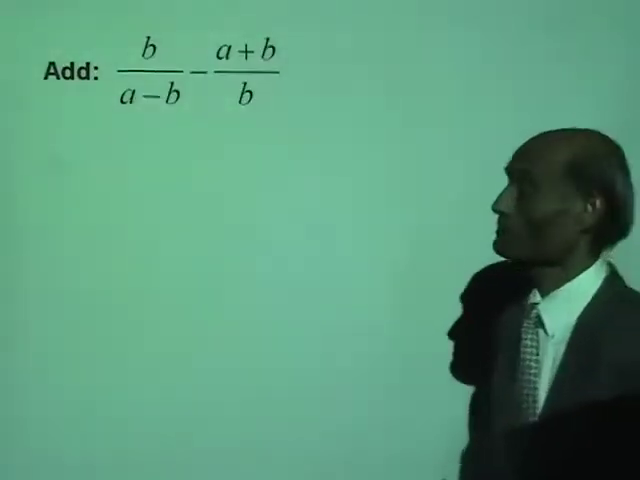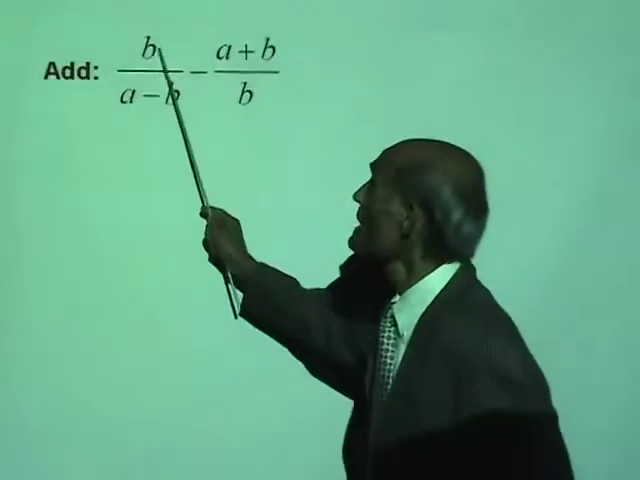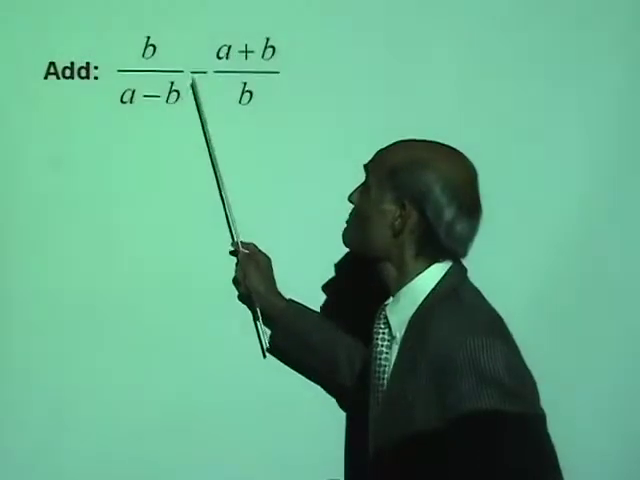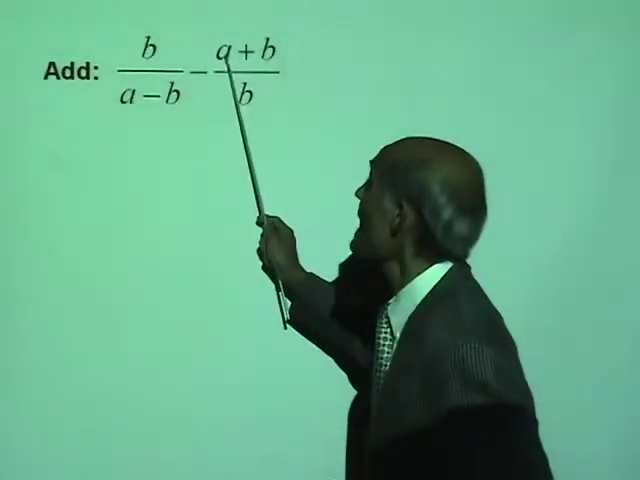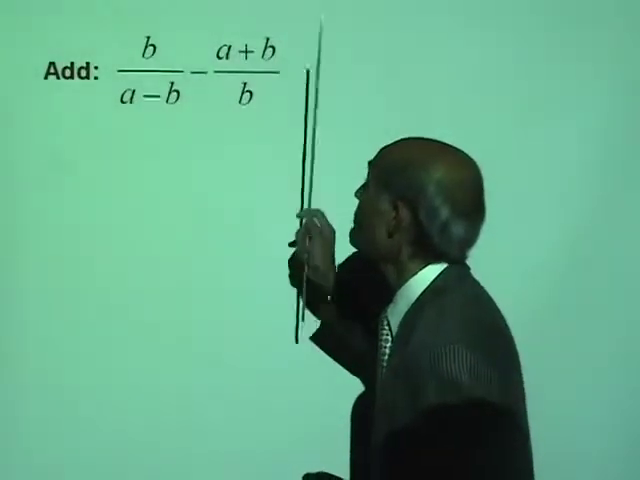Okay, another one. Add b over a minus b minus a plus b over b.